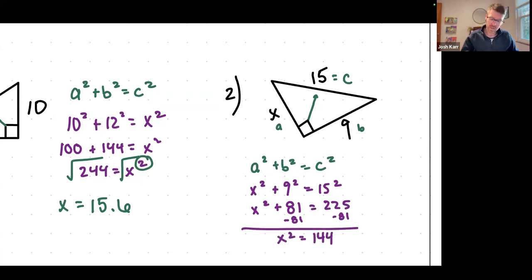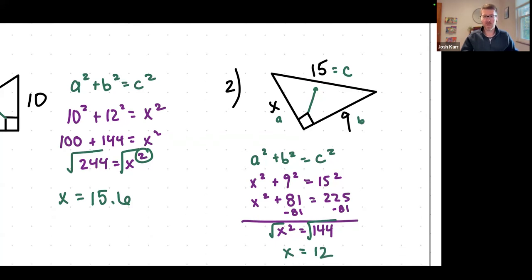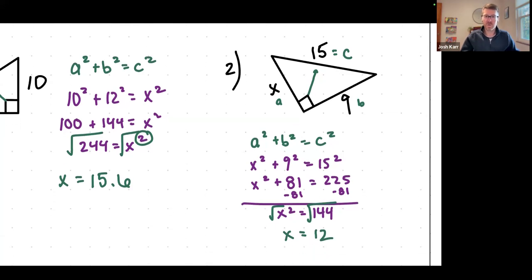Our new step today, kind of, right? We need to undo the squared, so we would square root both sides, and the square root of 144 is 12. So we've got a side length of 12 for this one. This is another Pythagorean triple because all of the side lengths are whole numbers. We got 9, 12, 15.